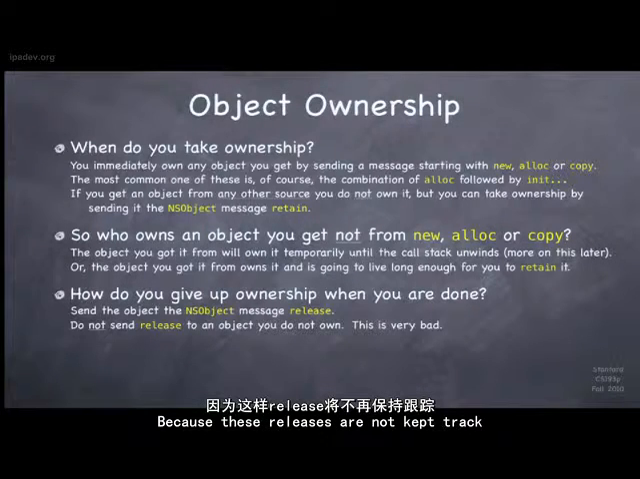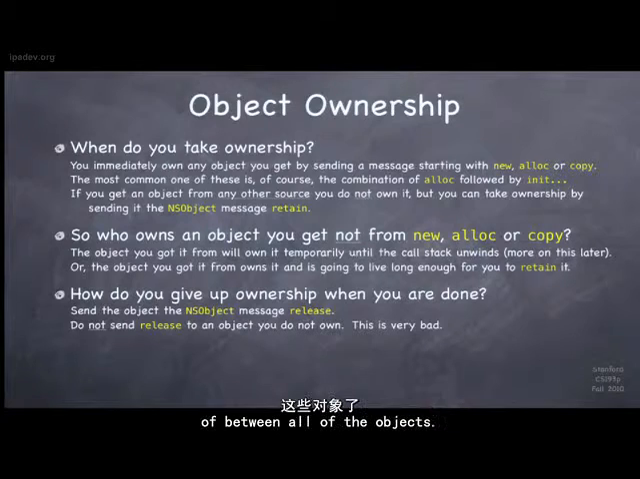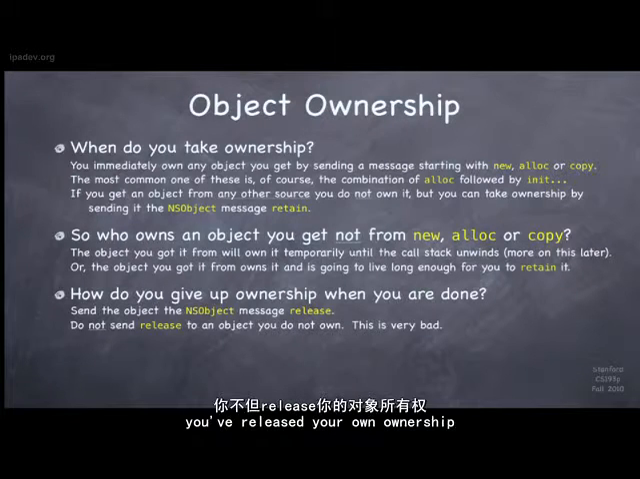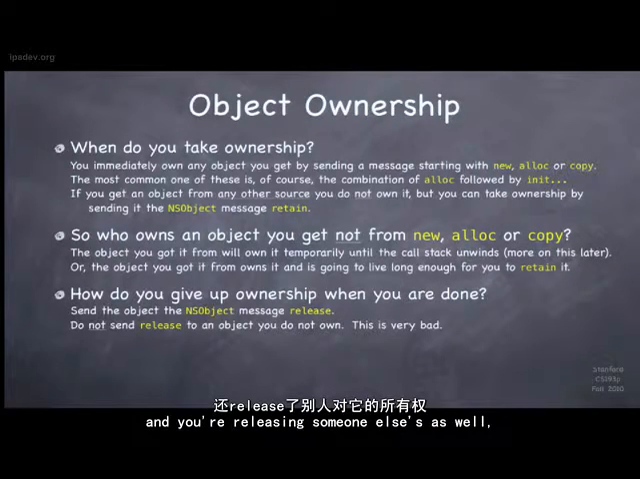Because these releases are not kept track of between all the objects. It's a reference counting algorithm, right? So if you release it twice, you're releasing your own ownership and you're releasing someone else's as well.